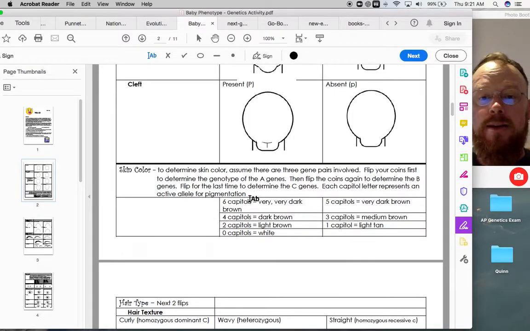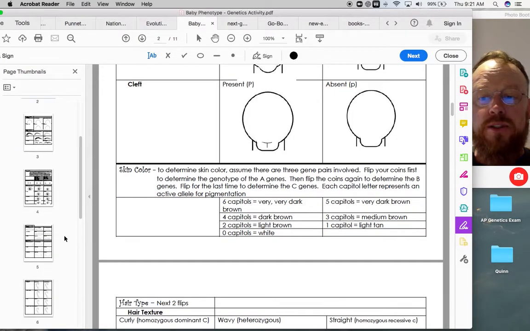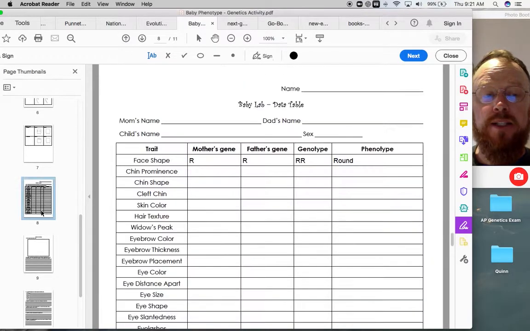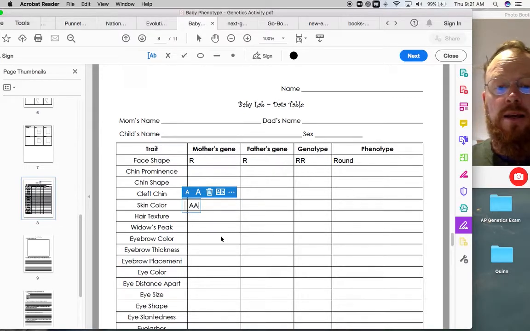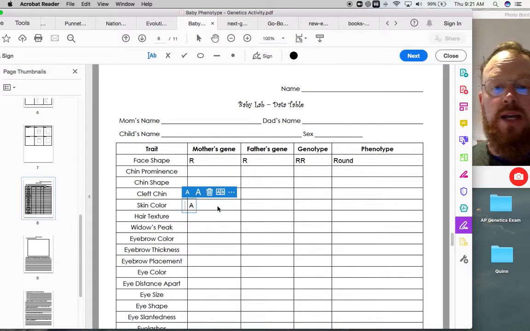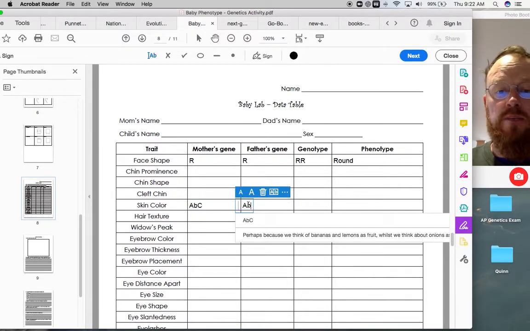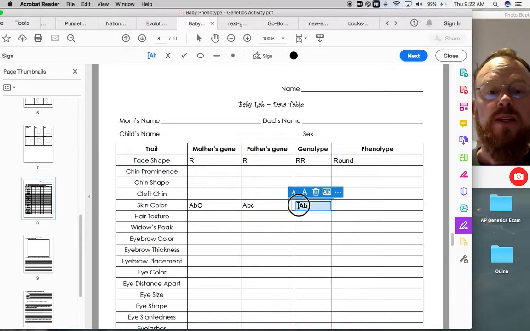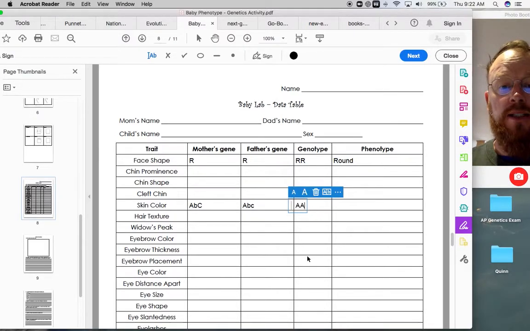Let's just go ahead to the data sheet, and let's say here on page 8, here we are, skin color. Let's say for mom I got a capital A, a lowercase b, and a capital C, and from dad I got a capital A, lowercase b, and a lowercase c, okay. And then I would combine my A's, my B's, and my C's, right?